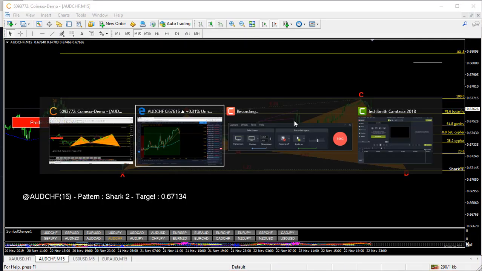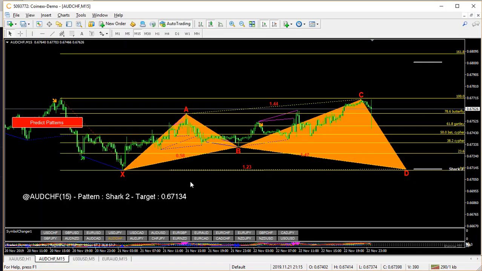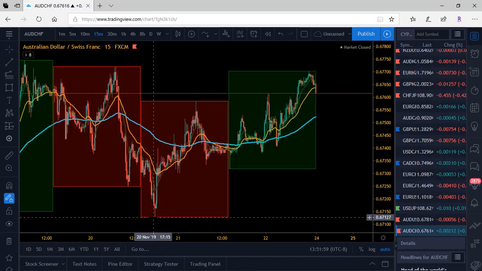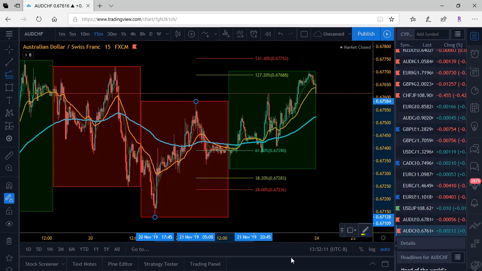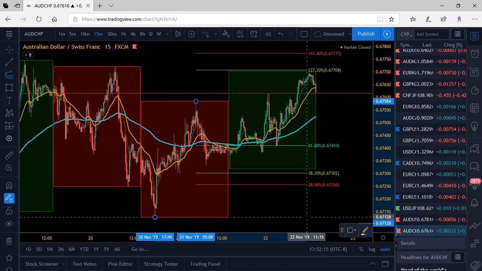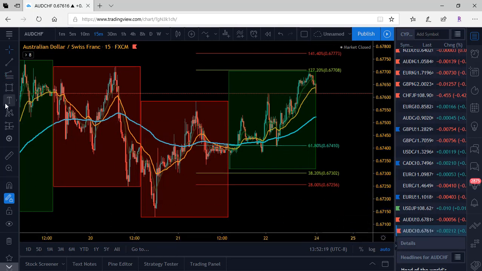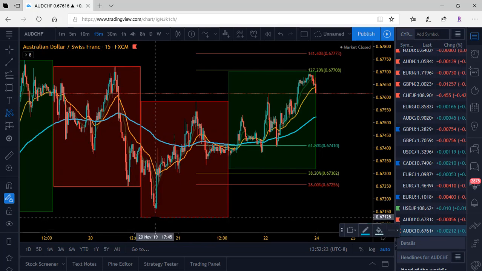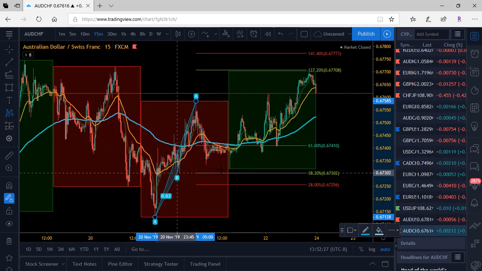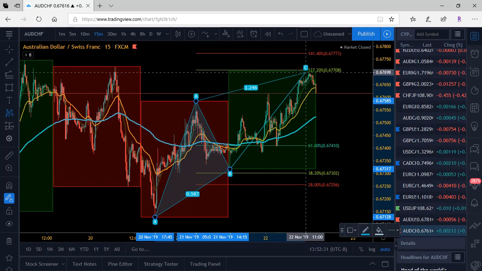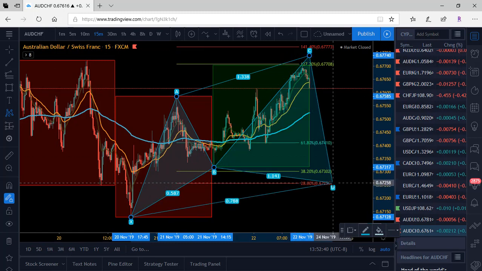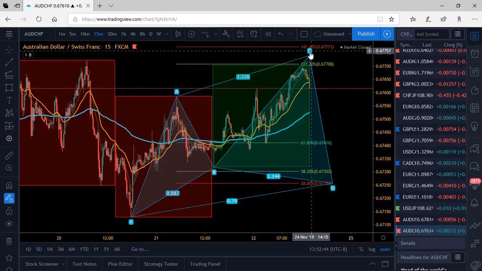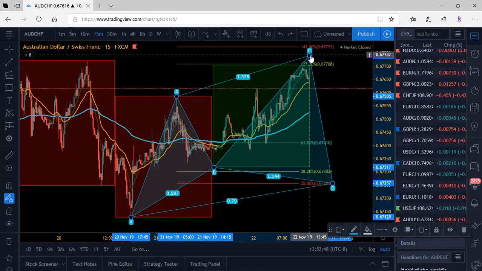Okay. So this seems to be the X, and this will be the A. So X to A, back to B. To X, A, B, and C. Back to that 78.6. So I'm gonna put this at the minimum, which is the 127.2.